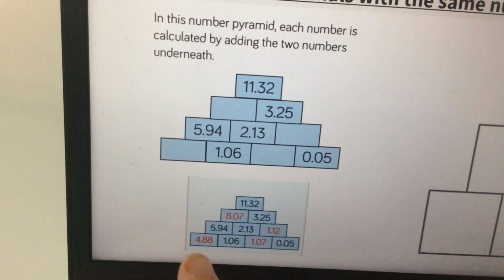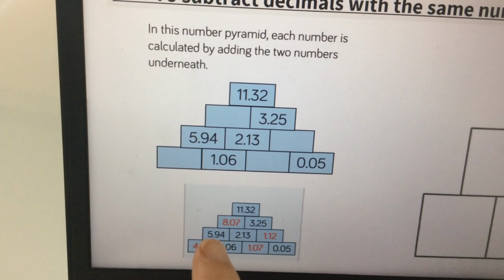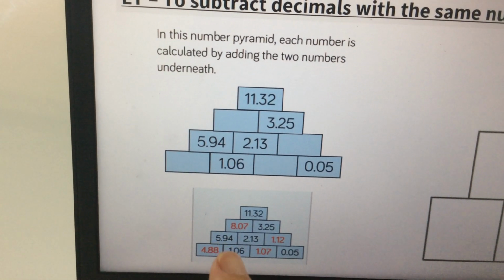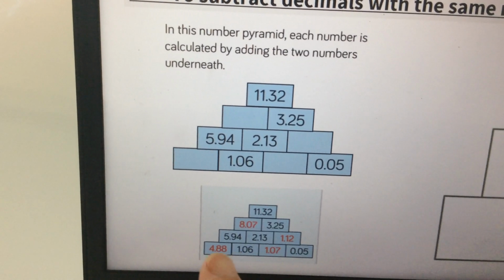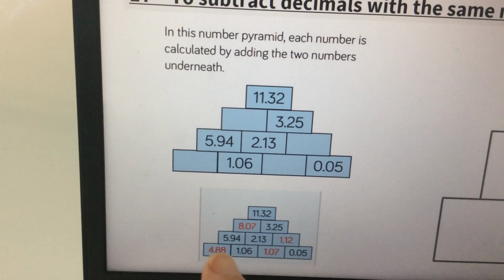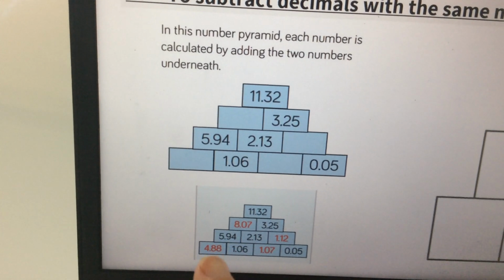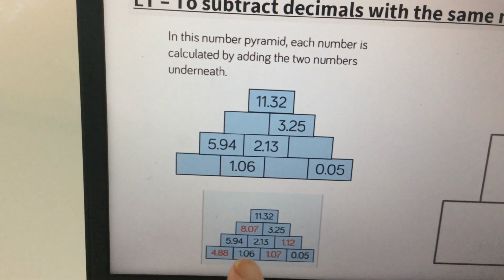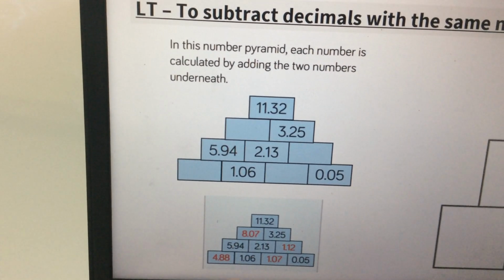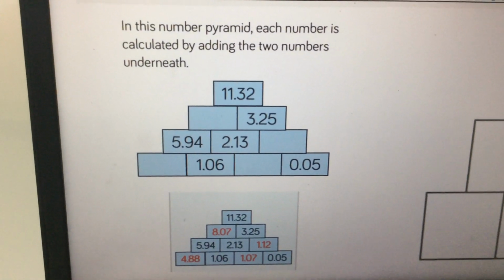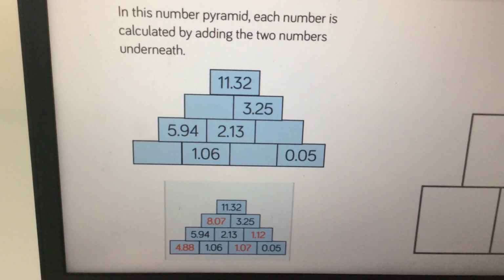Okay. We can also do the inverse. We can do it as a subtraction. So 5.94 take away 1.06 would give us 4.88. Or 5.94 take away 4.88 would give us 1.06. So seeing and understanding that relationship between adding and subtracting is really important.